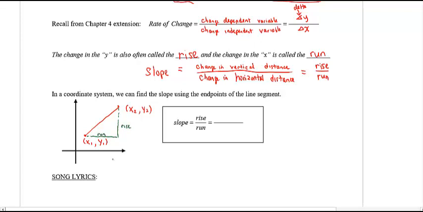So how do I describe the change in the vertical? I'd be taking these two y values and subtracting them: y sub 2 minus y sub 1. And similarly, for the change in the horizontal, x sub 2 minus x sub 1. And this, my friends, is called the slope formula. Slope can be defined as rise over run, or in the coordinate system, y sub 2 minus y sub 1 over x sub 2 minus x sub 1. This you should memorize. You're going to use this concept all the way to calculus and beyond.